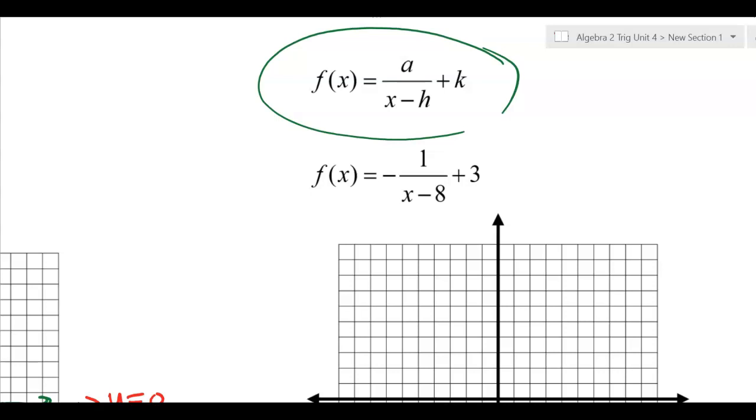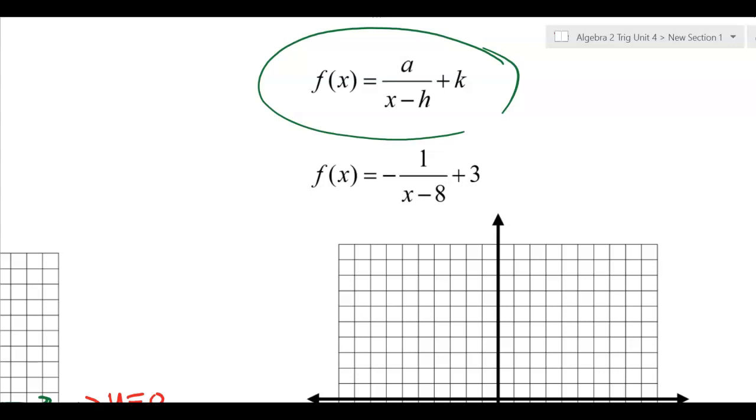8, okay? Why? Because a couple of reasons. Number one, that's what makes the denominator undefined, would be an x value of 8. Reason number two, if I understand transformations, and this is x minus h, my graph is getting shifted to the right 8.